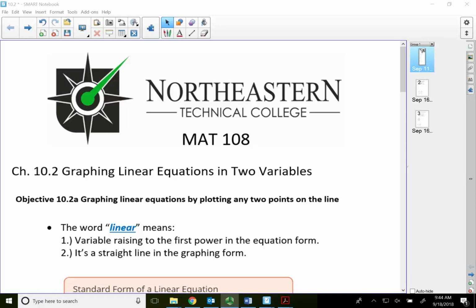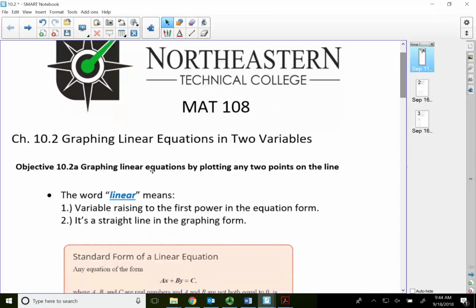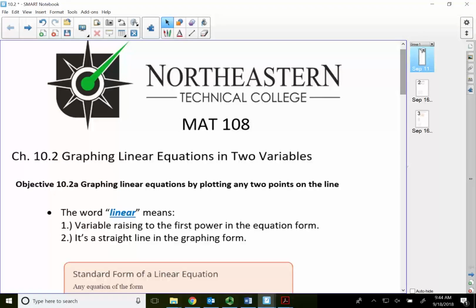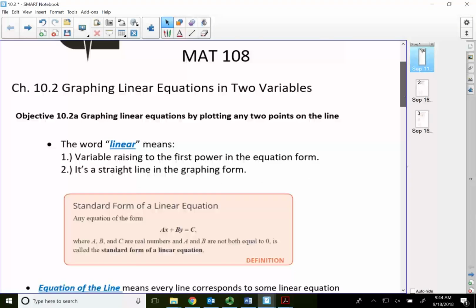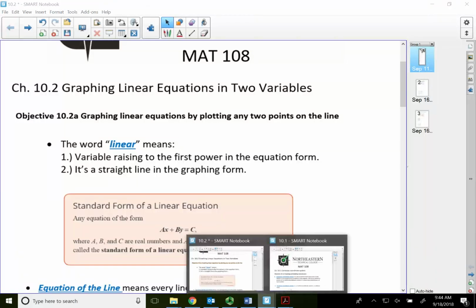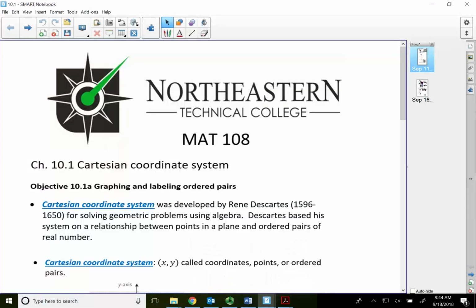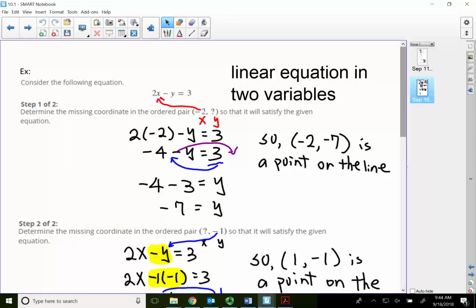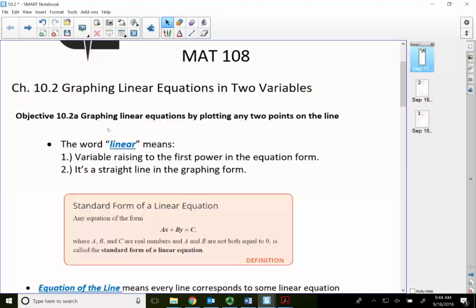Welcome to Module 10.2. In this lecture video, I'm going to show you how to graph linear equations in two variables. In the previous video, Module 10.1, we learned how to plot points and identify points, and also find the missing value, or the missing coordinates, of our linear equations. In this video, we're going to talk about how we actually graph those linear equations.